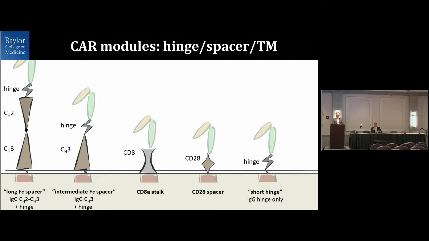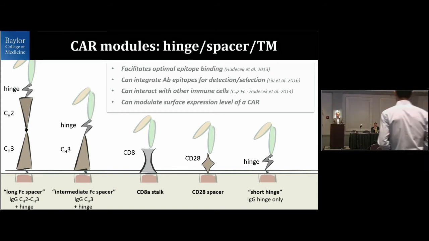Some of them are derived from FC spacers, some of them are CD8 or CD28 derived, and they're here shown ranked by their relative length. And the spacers play an important role, and sometimes they are required to facilitate optimal binding of the antigen in certain settings, and selecting the wrong spacer may actually jeopardize the ability of a CAR to properly recognize the target.